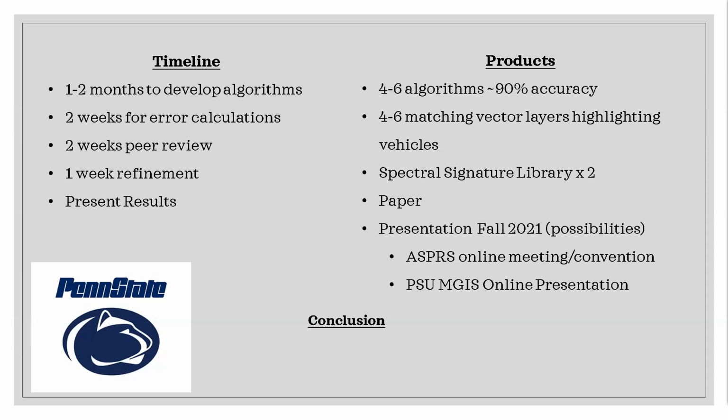Ultimately, I'll have 4 to 6 or more, possibly, algorithms or eCognition rule sets, if you will, that have a 90% accuracy or better. 4 to 6 matching vector layers that highlight the vehicles in a scene, and that'll be part of the rule set, but it will kick out a vector layer in the end. And then 2 spectral signature libraries, a paper, and then if possible, I'll present at an ASPRS online meeting if they're going to have one this fall, or I'll end up at Penn State University MGIS online presentation, as so many of us have over the last year.